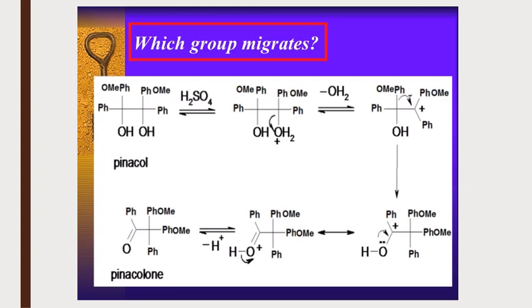Here is another example. Which group migrates? Here, see, one aromatic group and another an electron-donating group. From here we know that the electron-donating group will have more migrating power when compared to the aromatic group. That's why I am getting pinacolone with the electron-donating group, because the electron-donating carbocation is more stabilized when compared to the phenyl carbocation. That's why the electron-donating pinacolone will be the major product.